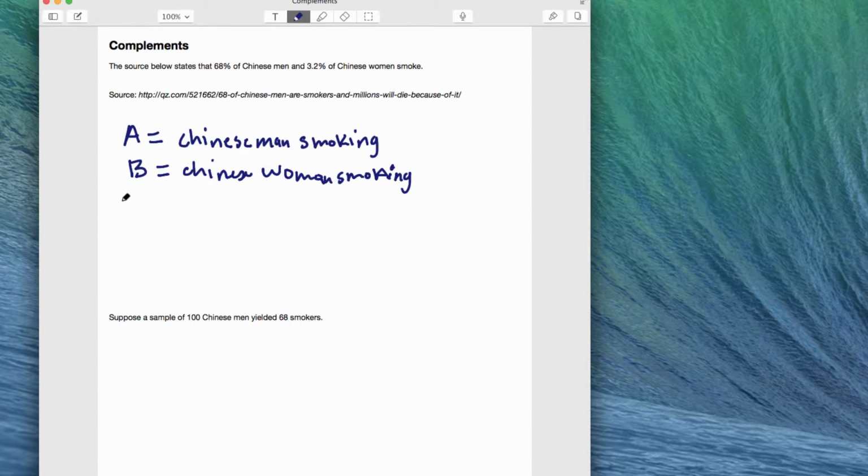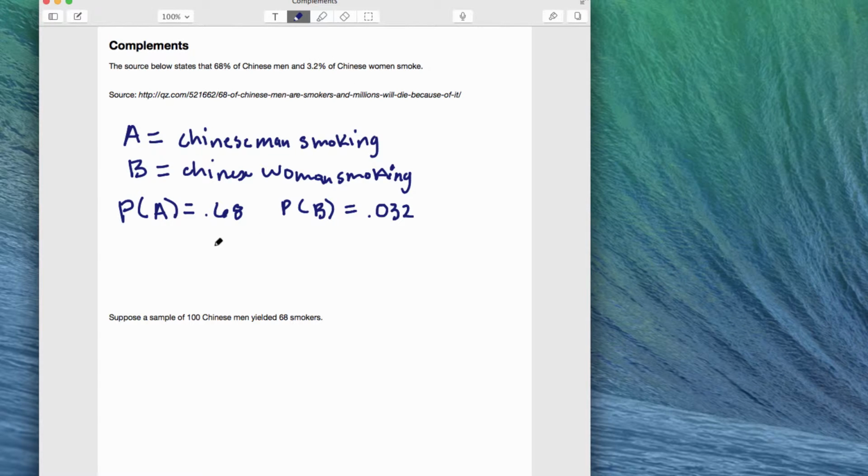So we can go ahead and assign some probabilities to these. They've been given in the sentence up here. Now we can use our notation and say P of A. A was a Chinese man smoking. The chances of that happening was 0.68. So I've gone from percent notation to probability, the decimal notation. Same thing with P of B. The probability that a Chinese woman smokes is 3.2%, or move the decimal place 2 to the left, we get 0.032. So this is just using good probability notation to write out these percentages from the sentence.